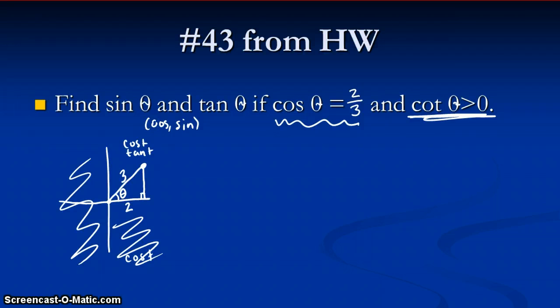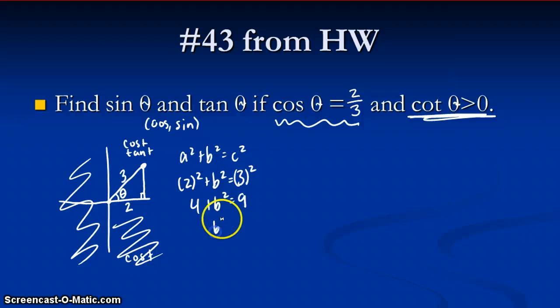Once we've labeled our sides of the triangle, then hopefully again you're thinking Pythagorean theorem. A squared plus b squared equals c squared. Again, the difference with this problem is that I'm given a leg and a hypotenuse, so just be careful with that. One leg is 2. I'm going to find the other leg, and my hypotenuse is 3. So I get 4 plus b squared equals 9. Subtract 4, b squared equals 5. So b equals the square root of 5.